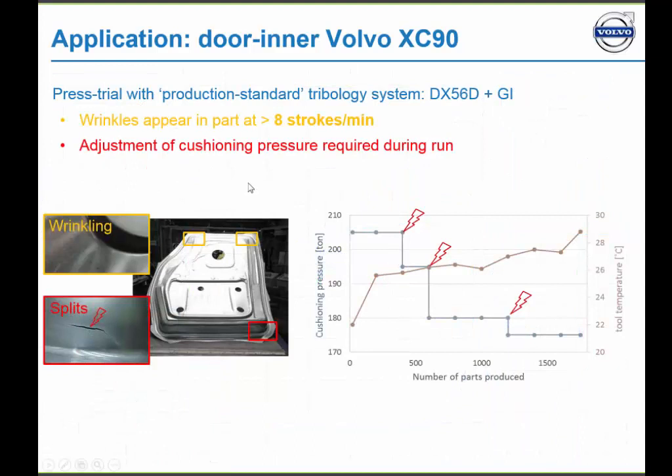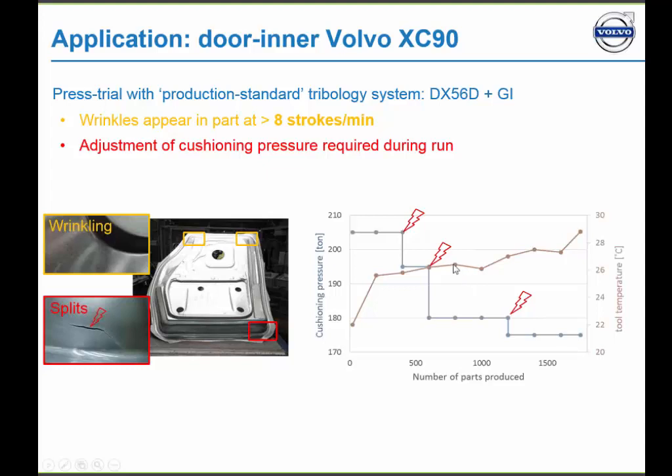So this was in fact the start of the production run. This project is ongoing with Volvo. So what you see here in this graph is the cushioning force as a function of the number of parts. And there you see that at a certain moment, after 300 or 400 parts, they had to reduce the cushioning pressure to avoid fractures in the product. And after 600 parts, they had to reduce the cushioning force again.